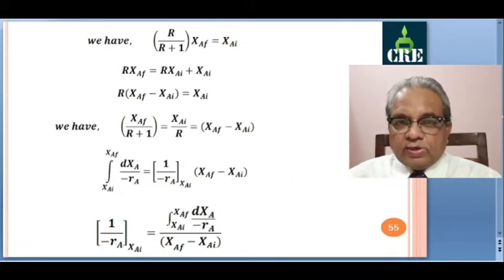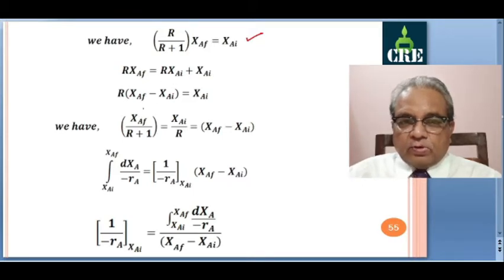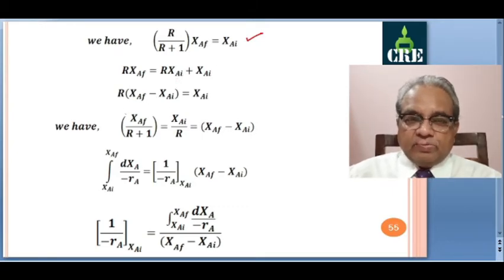So R by R plus 1 XAF we have defined as XAI. This we can solve, and we get XAI as R into XAF minus XAI. From this also we can write XAF by R plus 1 as XAI by R. So XAI by R, from this relationship we can write as XAF minus XAI. This is just rearrangement of the same definition.